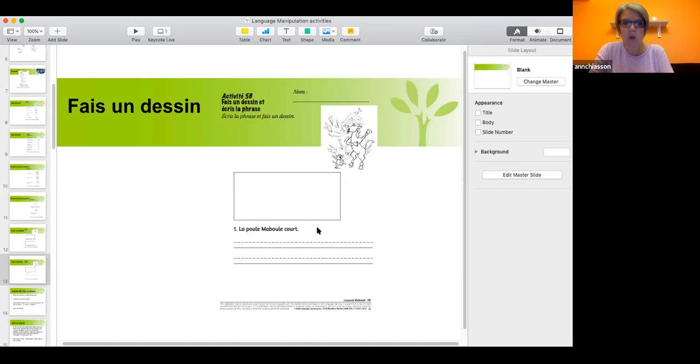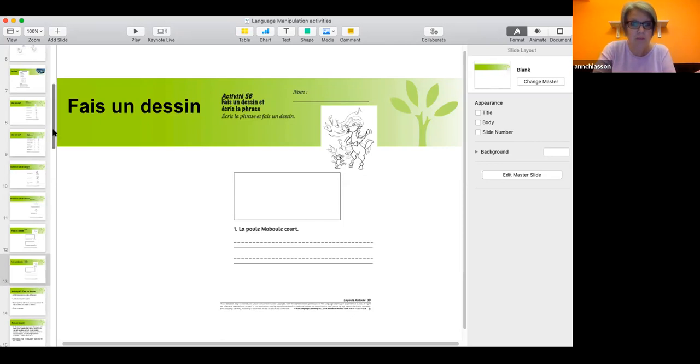So the first one we're going to start with is called Fais un dessin, and it looks like what you're seeing on the screen. So this ensures success because they're sentences that the students will be familiar with because the vocabulary in the sentences come from the play. And oftentimes the sentences are directly from the play that the students will now have learned by heart. So if you see the first one, La poule ma boule court. So this is familiar. All the children should know what this means.